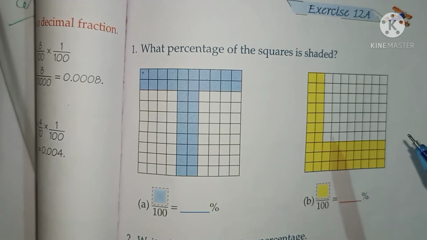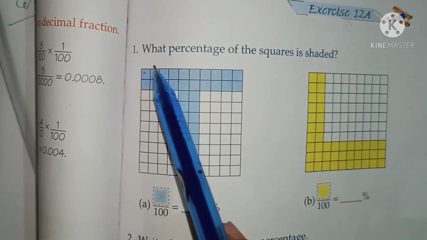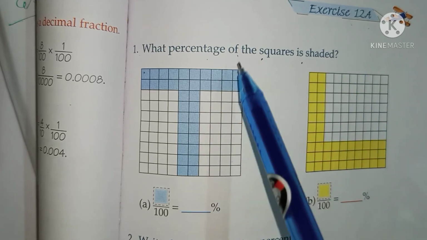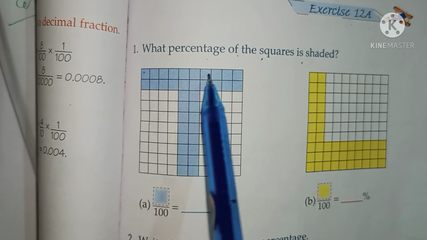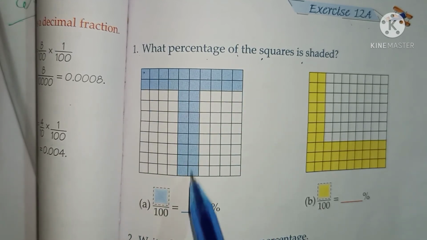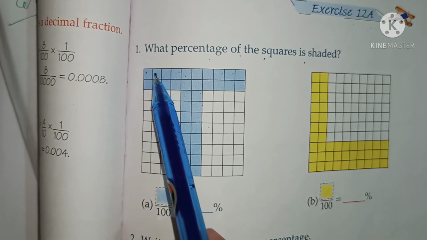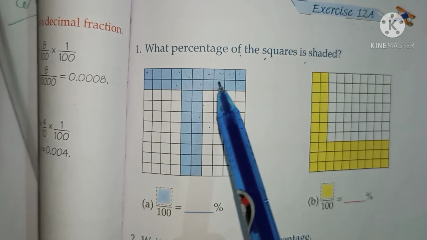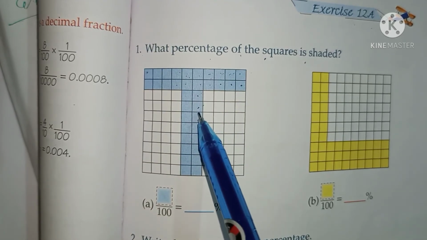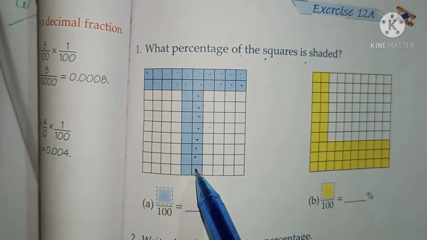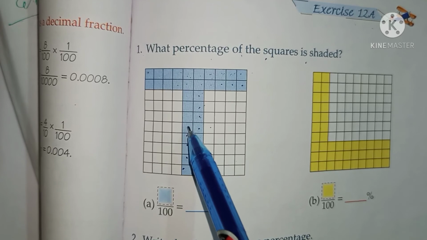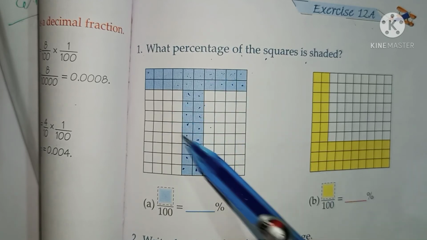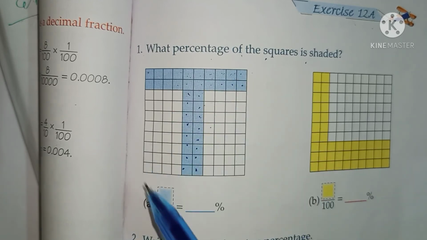Clear? Now see in exercise 12a, question number 1, that is very easy. What percentage of the square is shaded? You just calculate how many squares there are in the shaded part. So here it is 1 2 3 4 5 6 7 8 9 10 11 12 13, 14 15 16 17 18 19 20 21 22 23 24 25 26 27 28 29 30 31 32 33, 34 35 36. It means 36 squares out of 100 are shaded. You can write here 36 by 100.